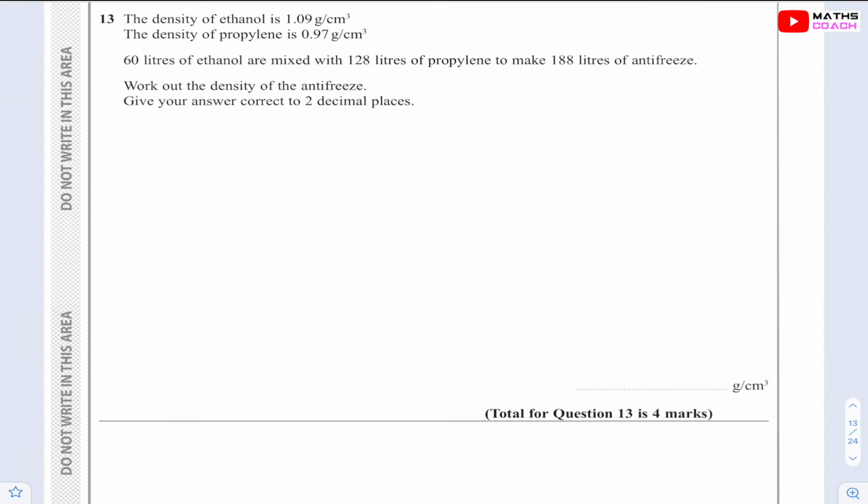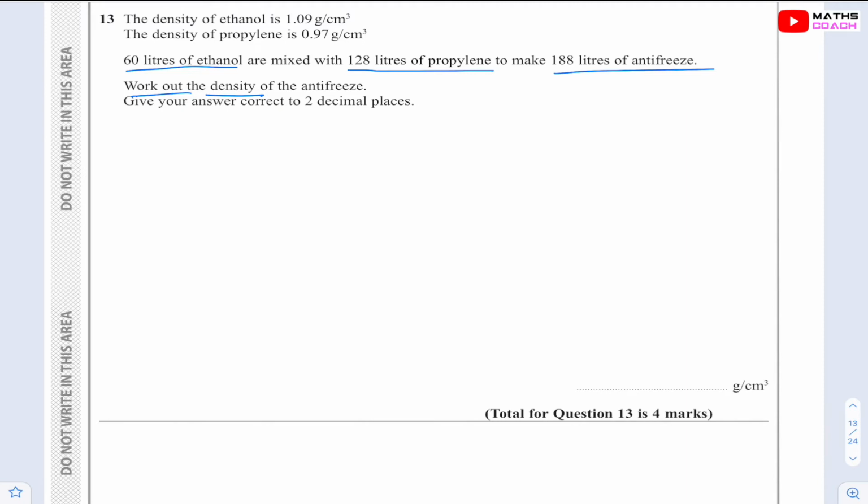Okay, question number 13 now. The density of ethanol is 1.09 grams per centimeter cubed. The density of propylene is 0.97 grams per centimeter cubed. 60 liters of ethanol are mixed with 128 liters of propylene to make 188 liters of antifreeze. Work out the density of the antifreeze. Give your answer correct to 2 decimal places.